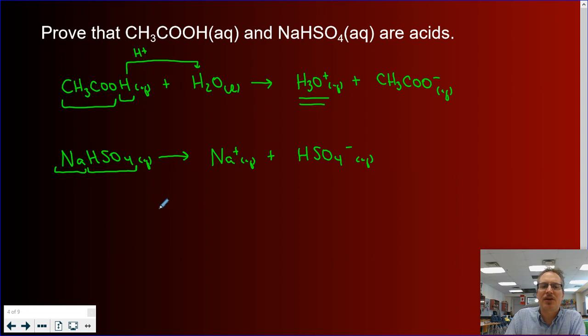So what I want you to do is think about which one of these ions that just dissociated is probably going to have more of a reaction with water?